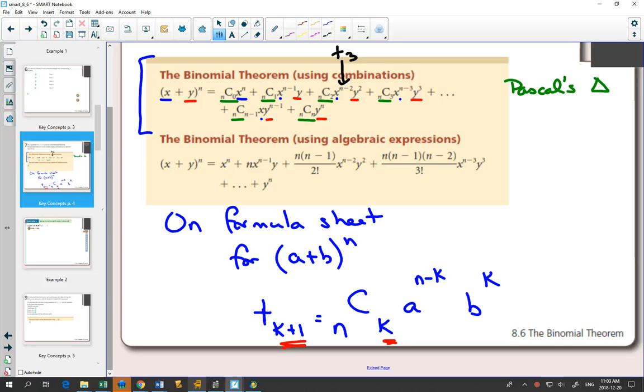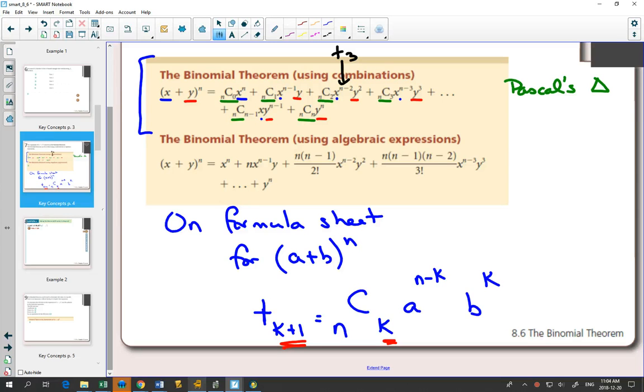N choose k. A to the n minus k. So notice in this one, the third term, whatever number it is, you would have already gone down by 2. So that's why it would be n minus k. And your second term would be whatever exponent that would be. So you can use this formula to find any specific term.